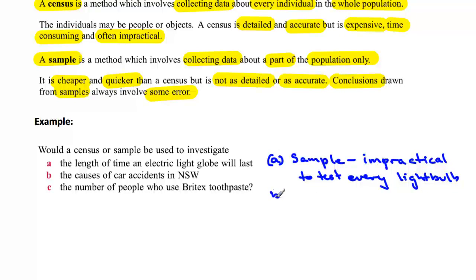All right, let's have a look at B. What about the causes of car accidents in New South Wales? Well, the reality is that we need an accurate analysis. So every car accident that is reported needs to be tested. So we would have to use here a census.